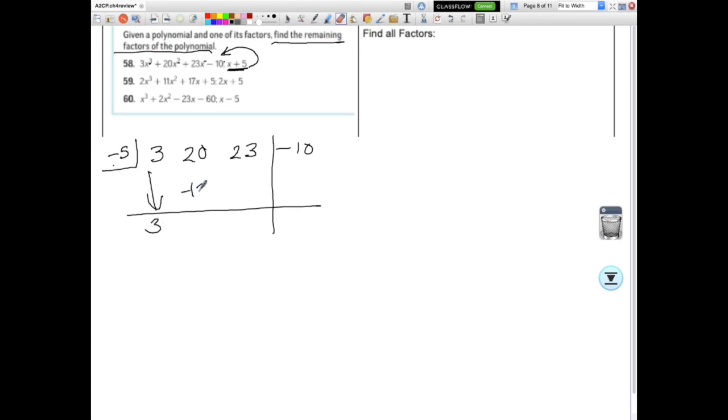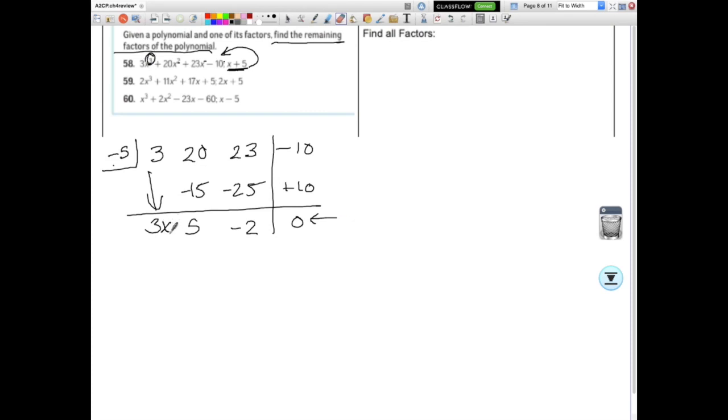So I'm going to drop my 3. And -5 times 3 is -15. 20 and -15 is 5. -5 and 5 is -25. -25 and 23 is -2. -2 times -5 is +10. The remainder is 0. In order for something to be a factor, the remainder has to be 0.